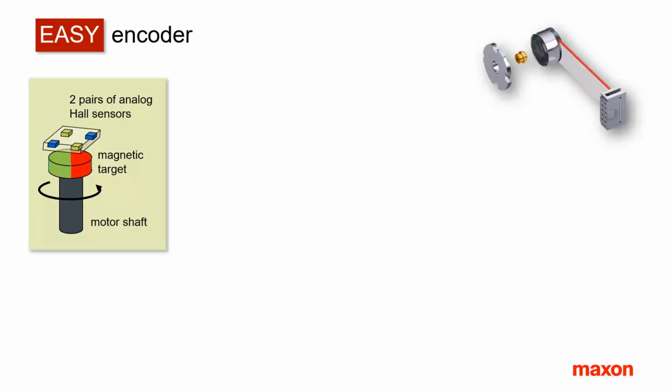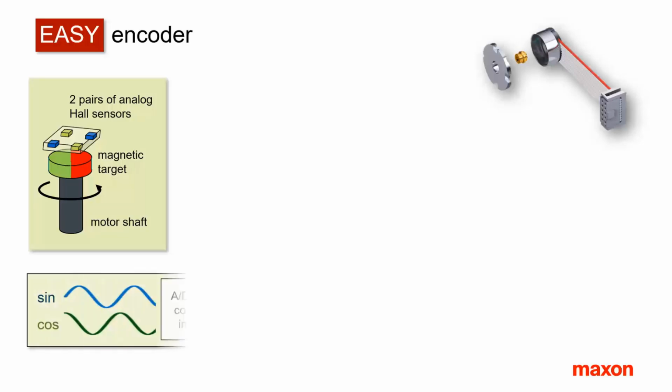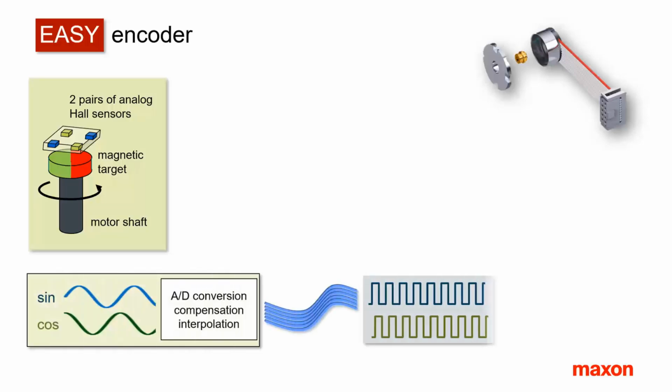The easy encoder is a magnetic encoder as well. It is based on two pairs of analog Hall sensors integrated on one chip. The magnetic target is designed very easy as well. It's just a magnet with one pole pair mounted at the end of the motor shaft. As on the MR encoder, the sensors produce a sine and cosine signal that are further processed and interpolated in the encoder in order to create the incremental encoder signals.